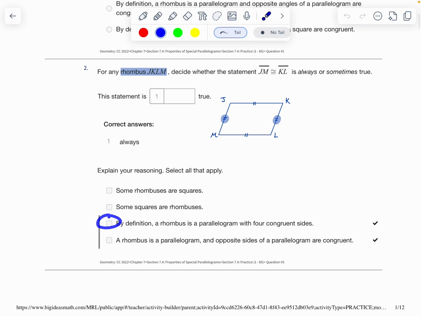If you only said one of these, I would accept either answer. I don't know what Big Ideas will say if you just said this, if it'll say no, you got it wrong. I'm not sure. But both of these would be correct. Select all that apply.